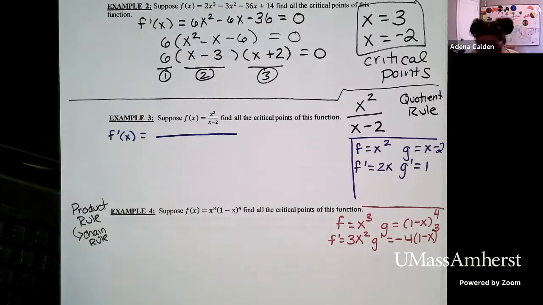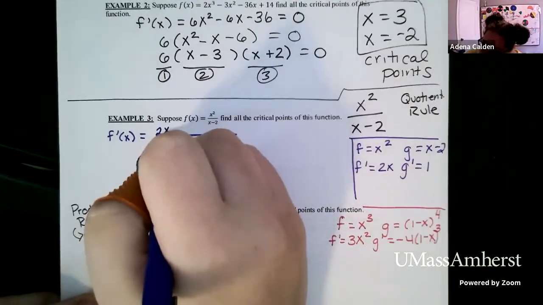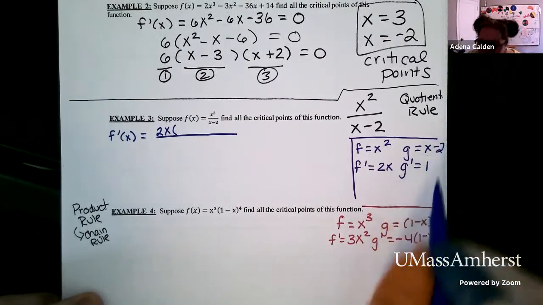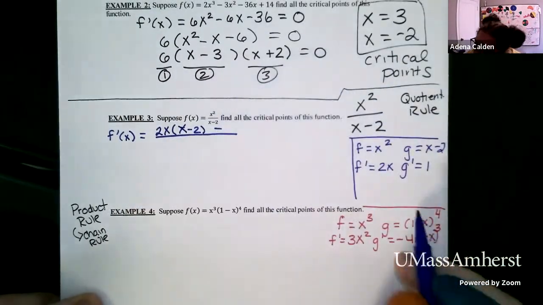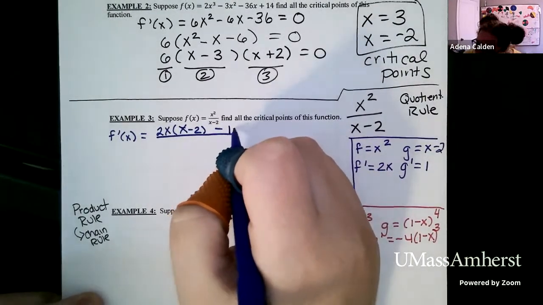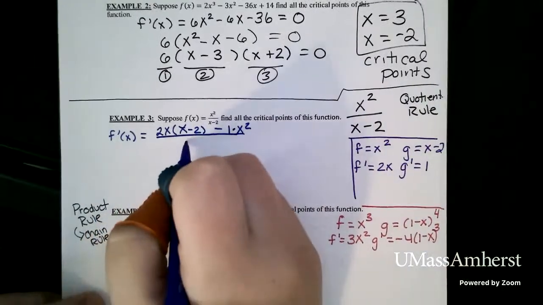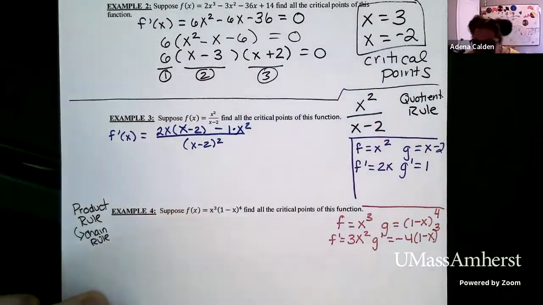So now we need to plug this into the quotient rule. So we're going to do f prime times g. So we have 2x, and I'm going to use parentheses because there's two terms for g. So that's x minus 2 minus g prime times f. So 1 times x squared, all divided by x minus 2 squared.